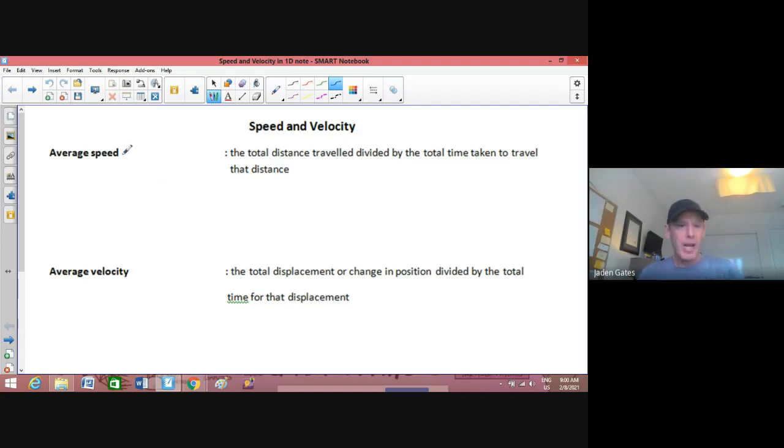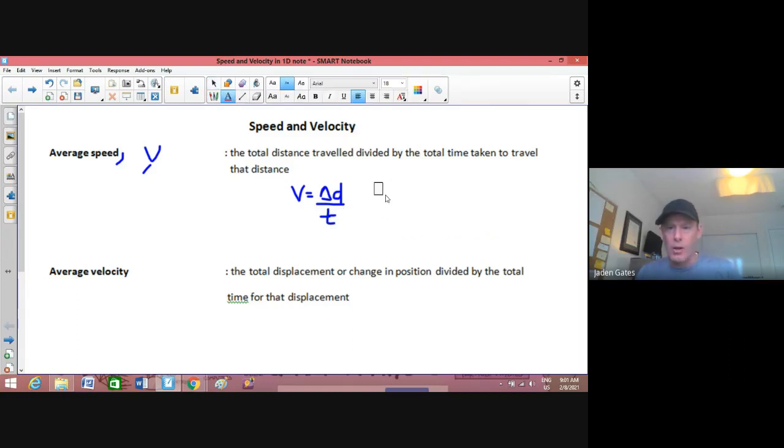Because speed, which is a nice V, is the total distance traveled divided by the time taken to travel that distance. So our formula here is V equals delta D, which is our distance, divided by T or delta T. Doesn't matter. It's the same thing, the change in time or how much time's gone by. And again, delta D is the distance.